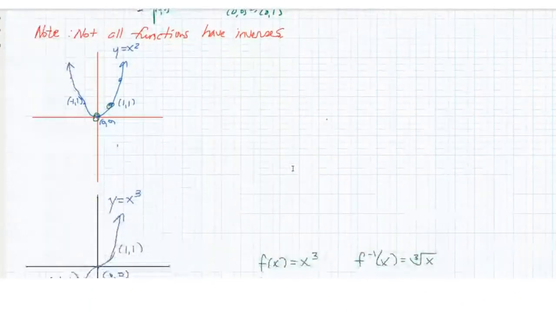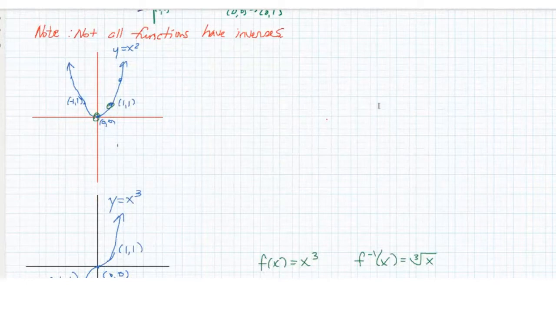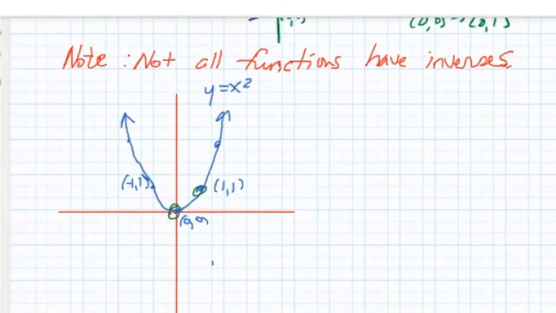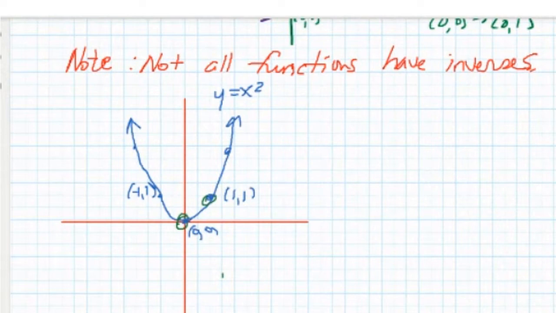Now, it's important to note that not all functions have inverses. You might wonder why, because certainly you can switch all the x and y coordinates for any function that you want to. And that's true. However, when you switch the x and y coordinates of all the points, you might not get a function. Remember, functions have to pass the vertical line test.